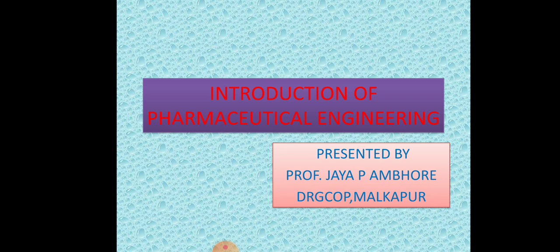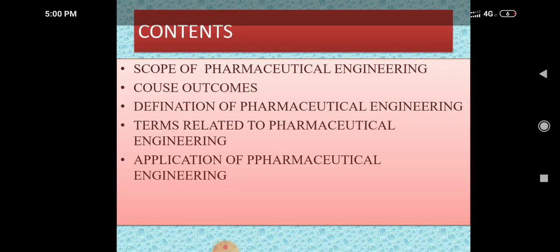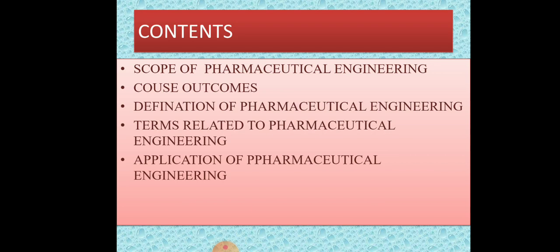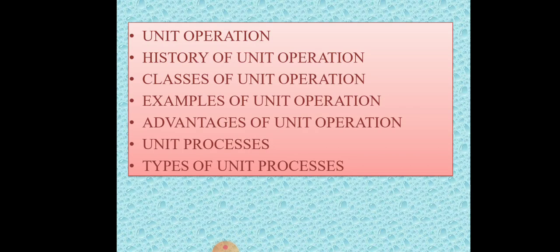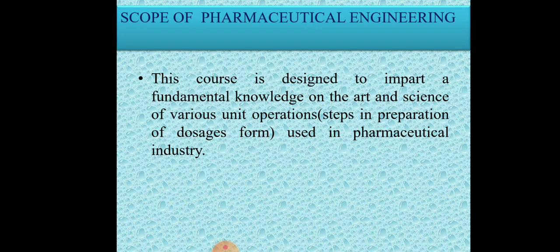Today I will give information about the introduction of pharmaceutical engineering. In this presentation we will see the scope of pharmaceutical engineering, course outcome of pharmaceutical engineering, definition of pharmaceutical engineering, terms related to pharmaceutical engineering, application of pharmaceutical engineering, then varieties of unit operation, history of unit operation, classes of unit operation, example and advantages of unit operation, as well as unit processes and their types. Now let us go through the main topic, that is the scope of pharmaceutical engineering.